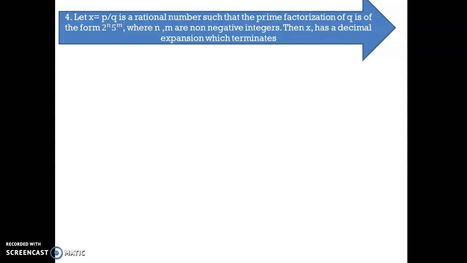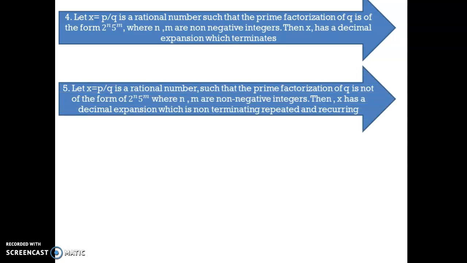The next formula says if a rational number x equals p by q, and the prime factorization of the denominator is in the form of 2 to the power of n and 5 to the power of m, then the number has a decimal expansion which terminates. If it is not, then the decimal expansion will be non-terminating recurring. That means let x equal p by q be a rational number such that the prime factorization of q is not in the form of 2 raised to the power of n, 5 raised to the power of m, where n and m are non-negative integers, then x has a decimal expansion which is non-terminating, repeating or recurring.